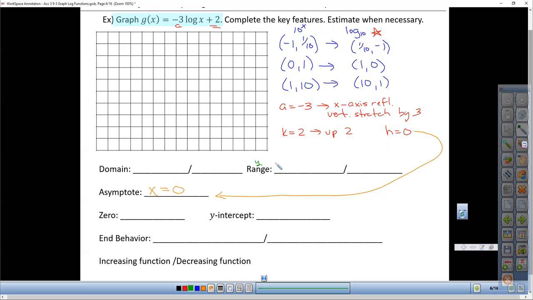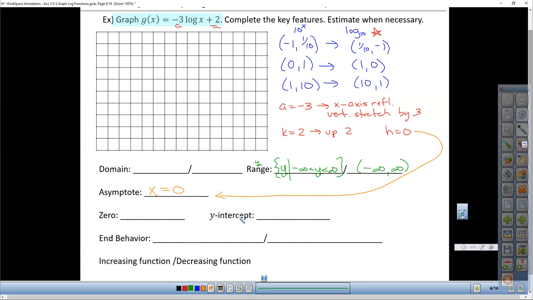Range, remember, is about y, so for your set it's the set of all y's such that, and the range of our logarithm functions is always the set of all real numbers. So we have -infinity is less than y, and y is less than infinity. And then our interval notation, like so. So we can do that. We can do our asymptote, 0.